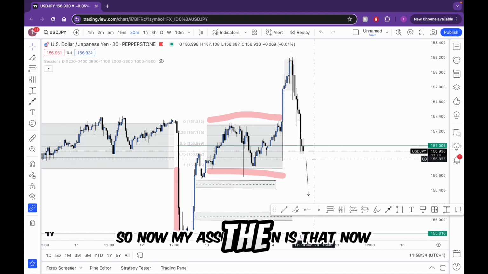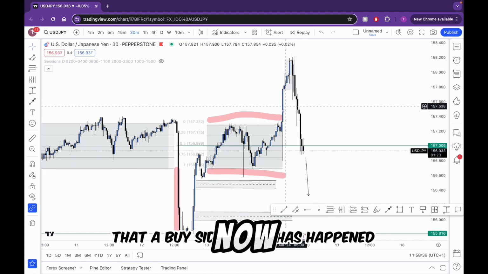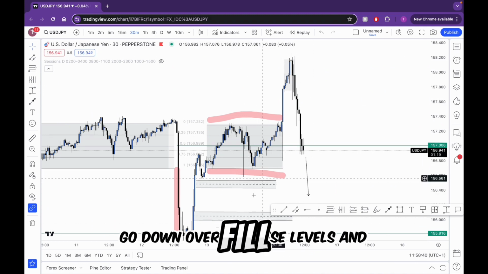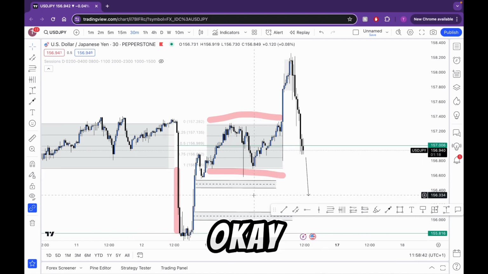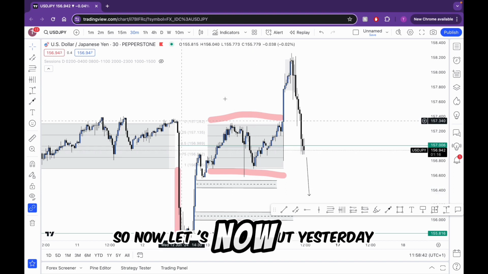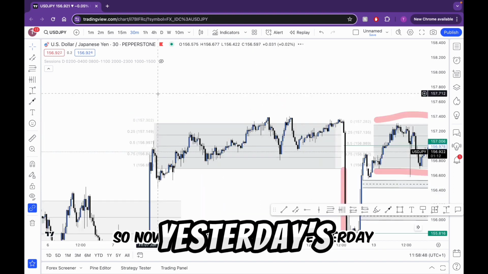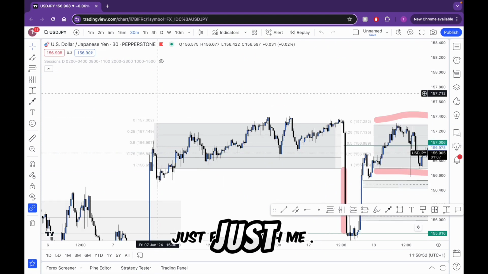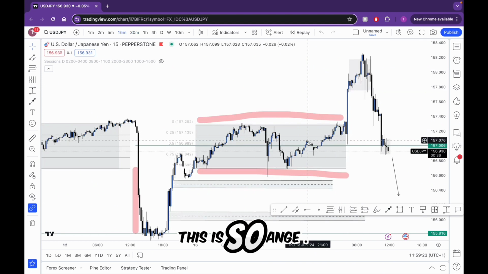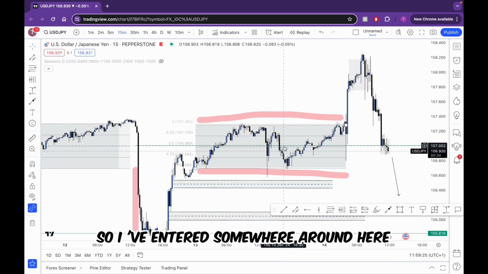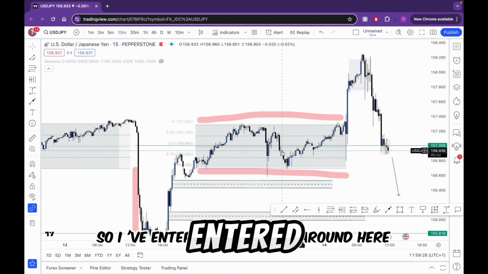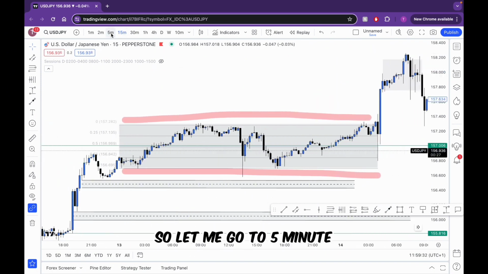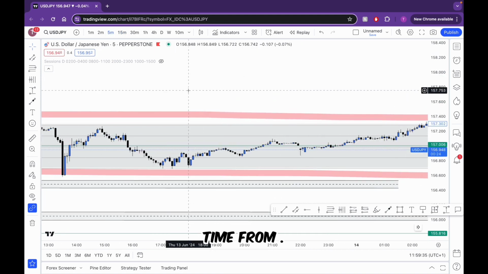My assumption is that now that a buy side sweep has happened, most likely it's going to go down to these levels and fill in these imbalances. Now let's talk about yesterday's trade. Let me see at what time I entered, guys. Just bear with me. I entered somewhere around here. Let me go on a 5-minute time frame.